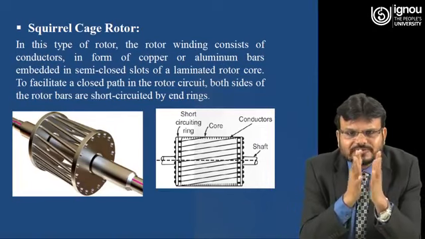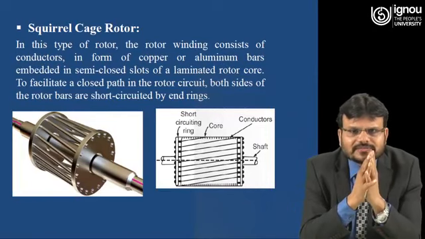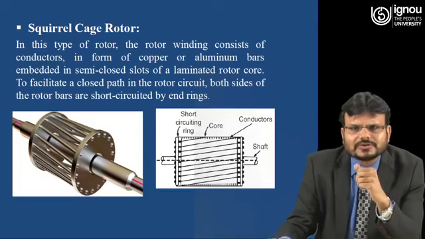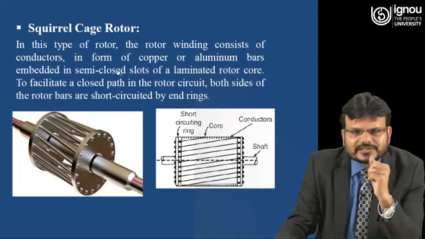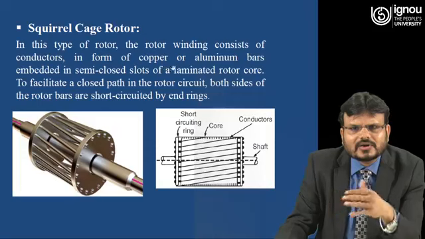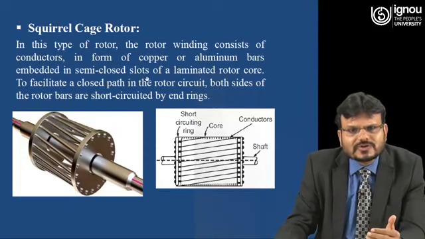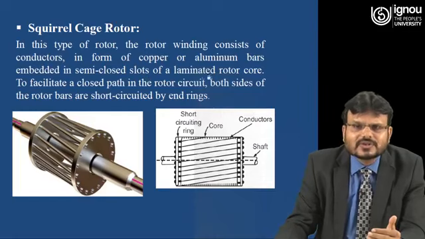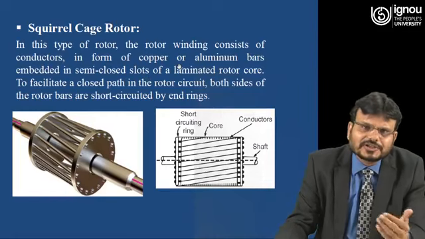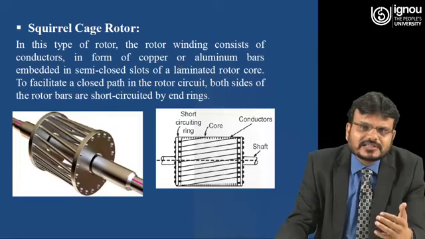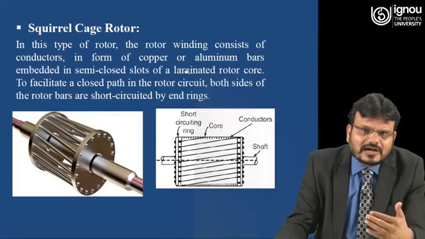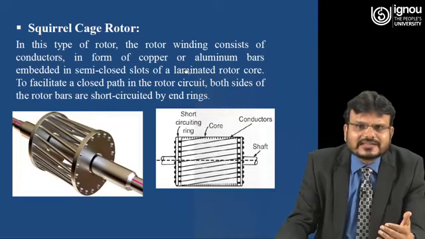So first of all we are going to discuss the squirrel cage rotor. In this type of rotor, the rotor winding consists of conductors in the form of copper or aluminum bars embedded in semi-closed slots of the laminated rotor core. What is the use of this lamination? As I already told you in the case of the stator, laminations are able to reduce the eddy current losses.